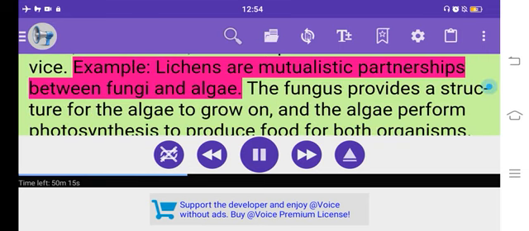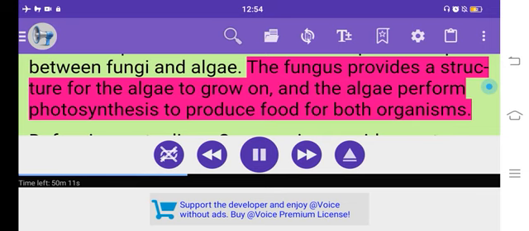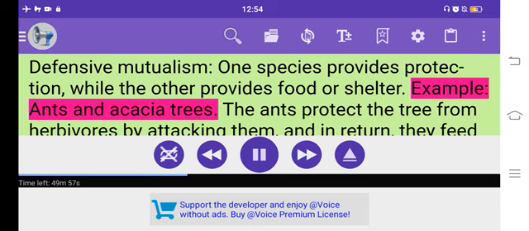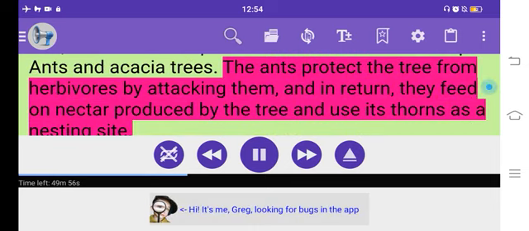Example, lichens are mutualistic partnerships between fungi and algae. The fungus provides a structure for the algae to grow on, and the algae perform photosynthesis to produce food for both organisms. Defensive mutualism. One species provides protection, while the other provides food or shelter. Example, ants in acacia trees. The ants protect the tree from herbivores by attacking them, and in return, they feed on nectar produced by the tree and use its thorns as a nesting site.